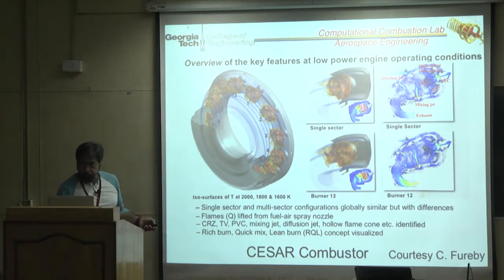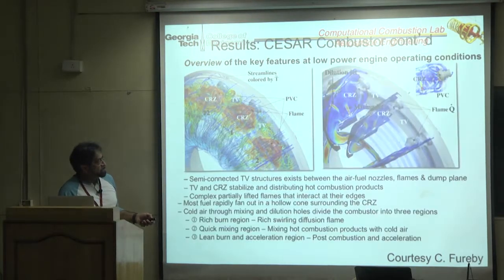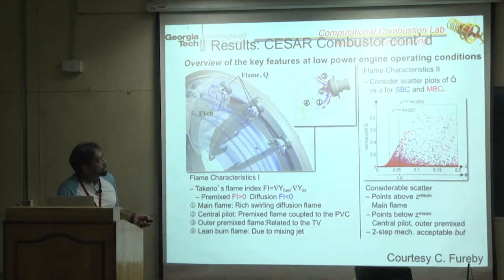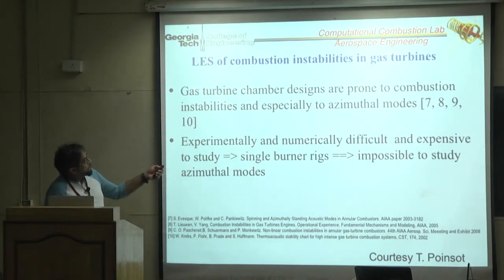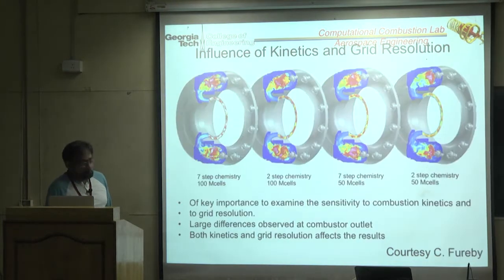That's one of those very fundamental problems. There have been some papers on it recently, but it's still not understood. So this one, he's talking about something very difficult, and I guess I will skip through that. Here he's basically showing the same thing again. We all try to do the same thing. He ran 7-step with 100 million cells, 2-step with 100 million cells, and 50 million cells. So grid and chemistry still play a role.